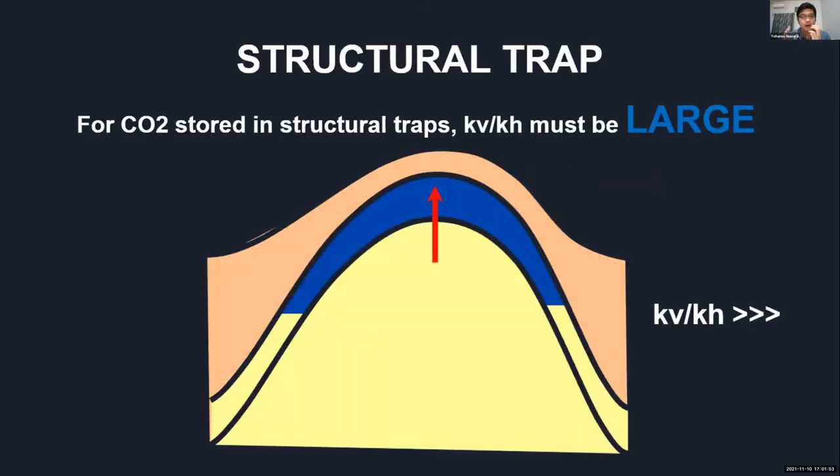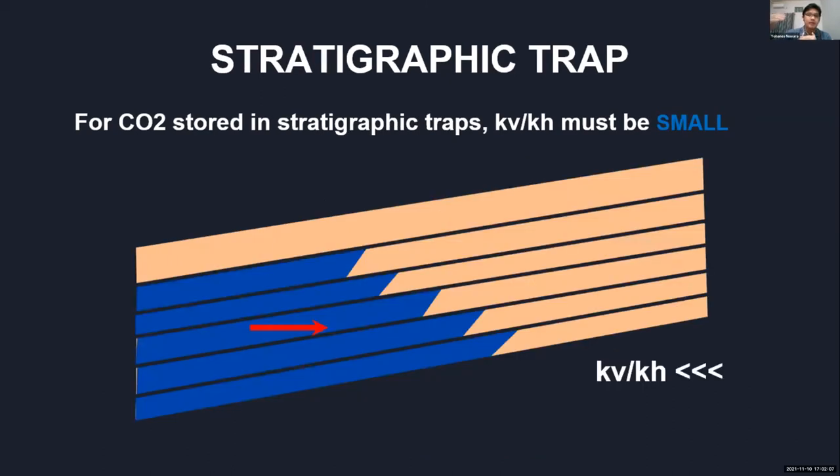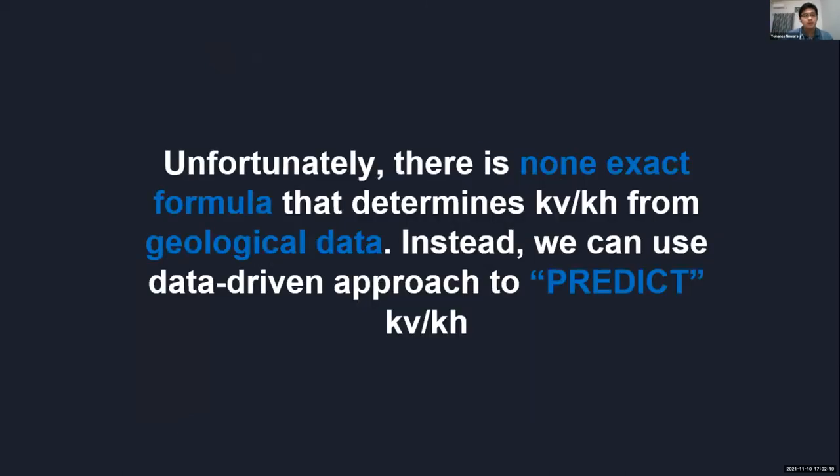And it depends on whether our trap is structural. In a structural trap, the KV over KH must be large in order for the CO2 to migrate upward. Or in the case of a stratigraphic trap, because we deal with lateral continuity, it should migrate in the horizontal direction. It means that the KV over KH must be small. Okay, so unfortunately, there is no formula that can define the relationship between the geological data, the sedimentary textures, and KV over KH. So that's why we need to use data analytics to predict the KV over KH from sedimentary data.